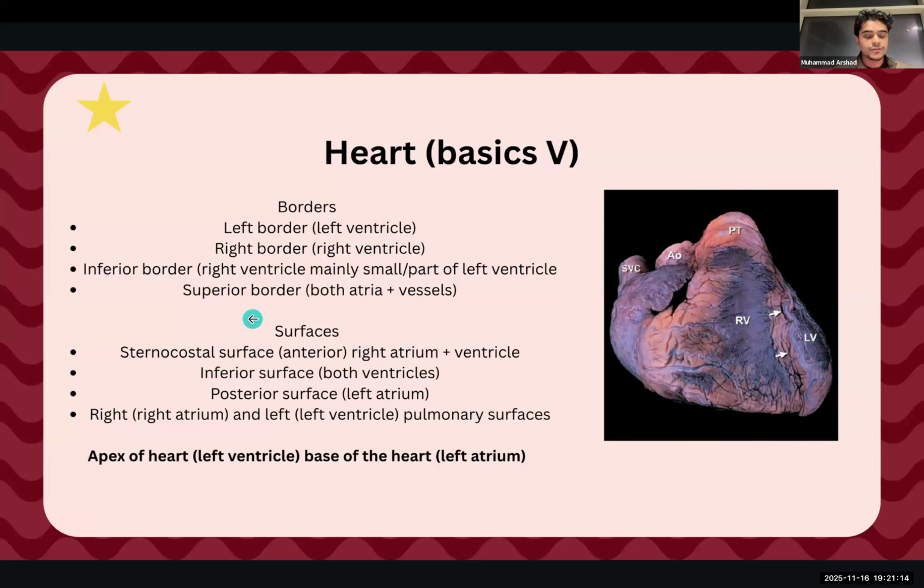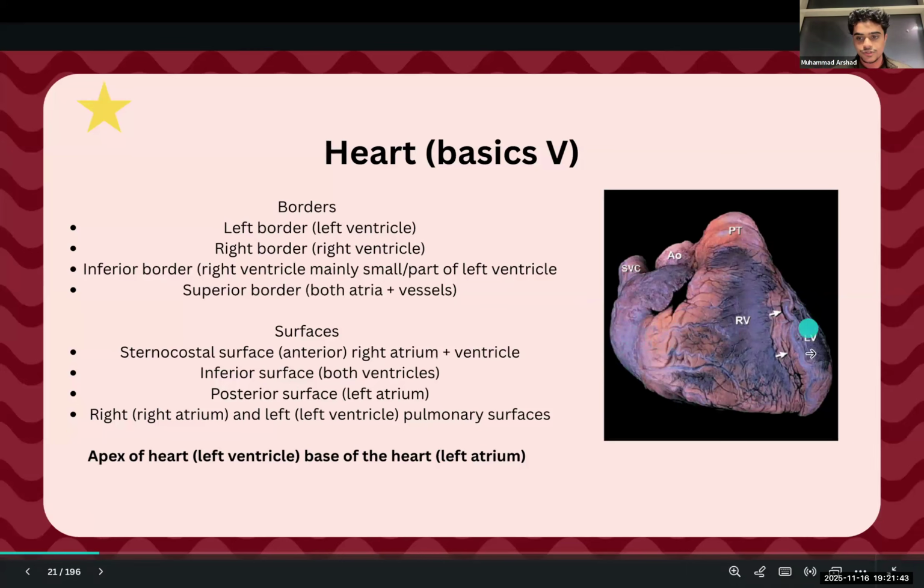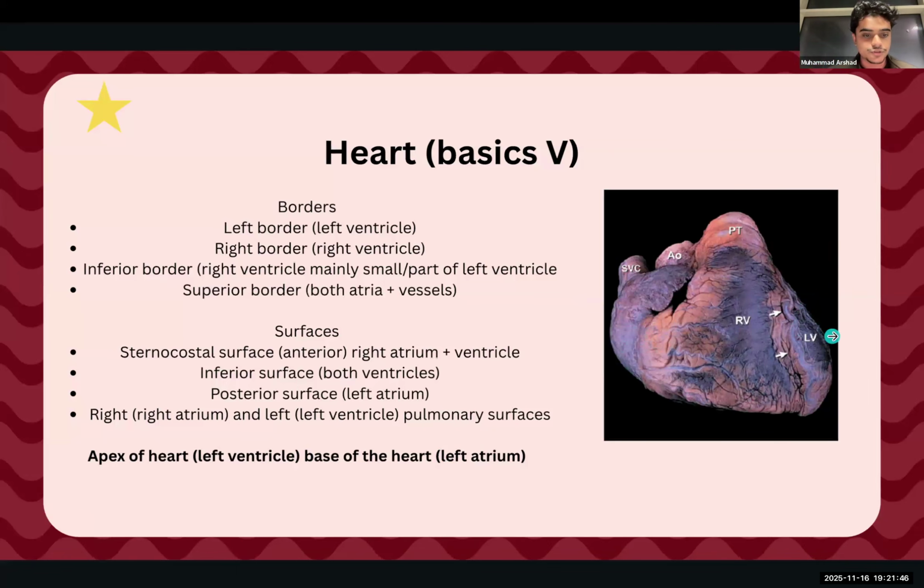And then the other thing that you need to know is the various surfaces of the heart. So you have the sternocostal surface, which just refers to the anterior surface, which is the right atrium plus the right ventricle. Okay, you guys can see that the right ventricle is taking up pretty much all of the anterior view. And the posterior surface is the left atrium, and you have the right and left pulmonary surfaces. So the heart is surrounded on both sides by two lungs. So that's what this is referring to, right? So you have the right pulmonary surface, which is going to be the right atrium, and the left pulmonary surface, which is going to be the left ventricle.